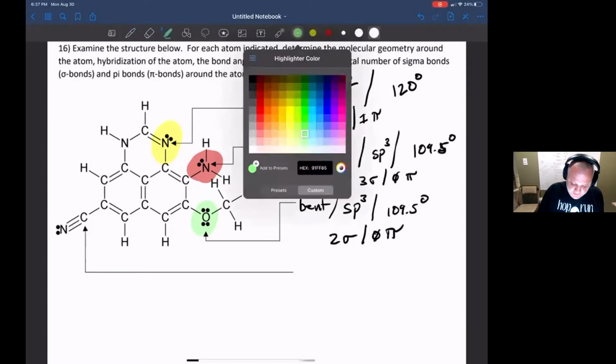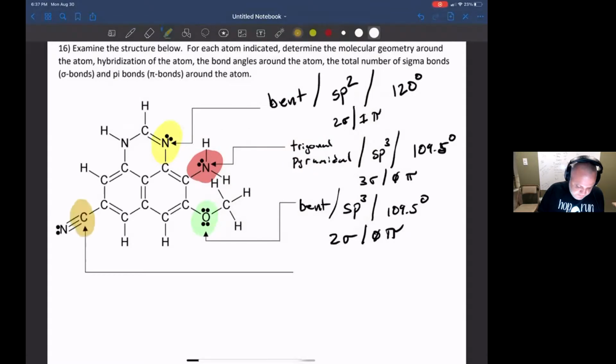And finally, the last one, that's this carbon here. This carbon has 2 geometry groups, a bond on either side. So that is a linear electron geometry, and with no lone pairs, the molecular geometry is the same. It is sp hybridized. I can determine that based on the electron geometry. I'm going to go back here and spell this correctly. Linear.